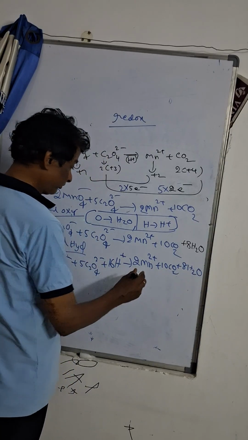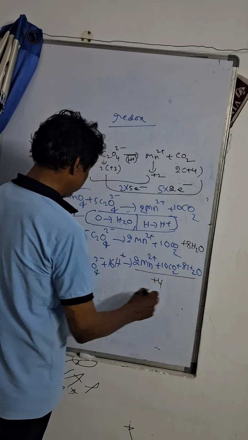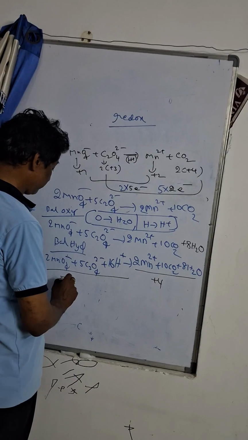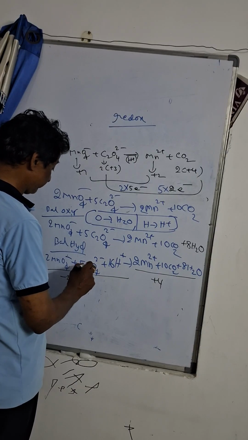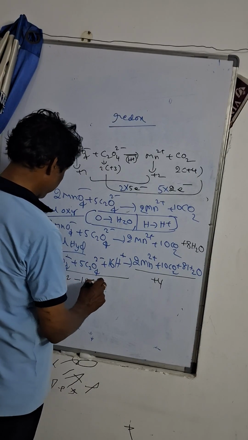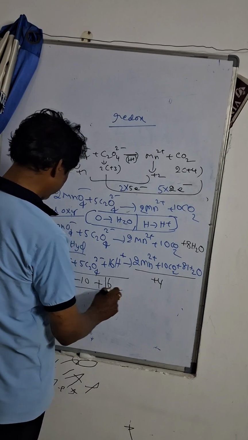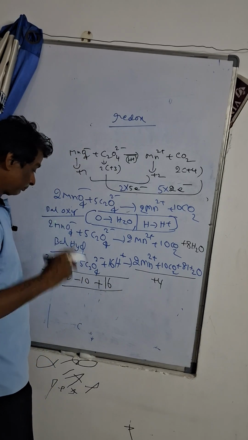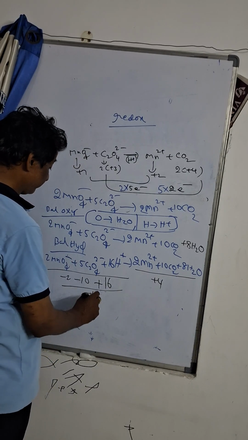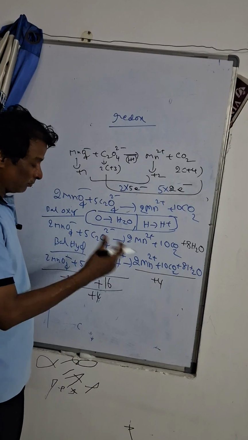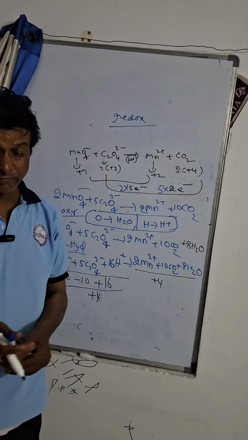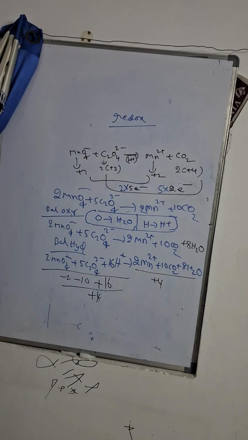See here, what is the charge? Plus 4. Charge: minus 2 plus minus 10 plus 16 is equal to how much? Plus 4. Charge also should be equal on both sides, not only atoms. You should equalize charges. Same charge on both sides. Today I am concluding this section now.